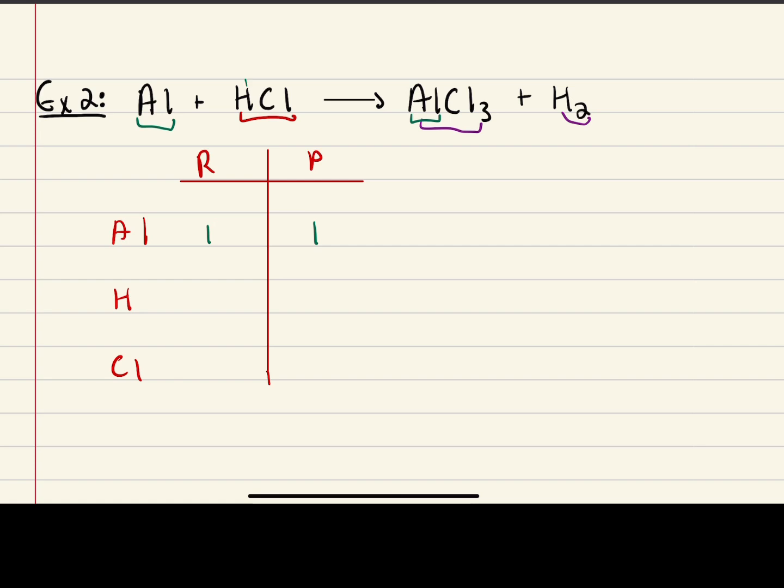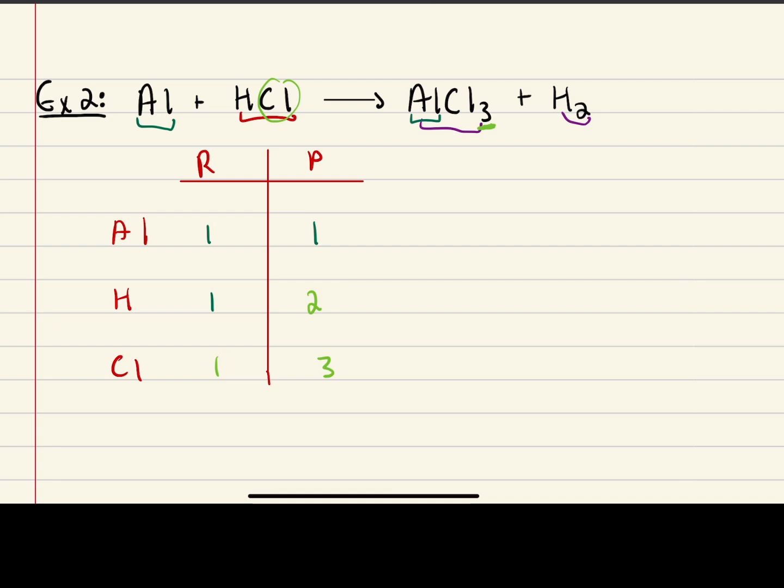For hydrogen, I have 1 here, so I'm going to put a 1 on the reactant side, and on the product side, I have 2. So I know that that is not in balance, but I'm not going to be quick to balance it just yet. Then for chlorine, I have 1 here, but then I have 3 over here. So we're going to put a 3. In this case, I miswrote it, it should be a 2 here.